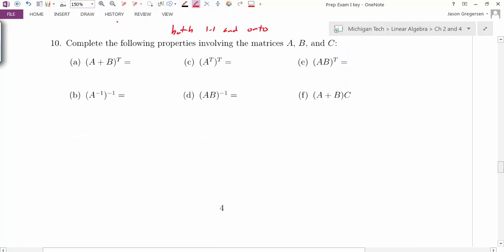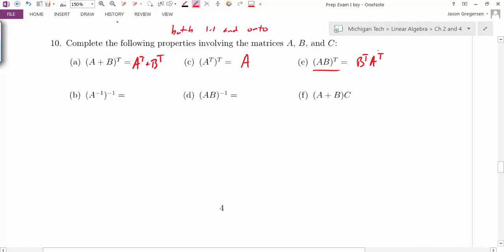Question 10 says complete the following properties involving these matrices. So we have some matrix properties. These are going to be stated in the class, so we can justify them in a more formal proof. Right now we're just going to go through and state these. If I had the transpose of the sum of two matrices, I get the sum of the transposes. If I take the transpose of a transpose, I'm just back to the matrix I started with. If I take the transpose of a product, I have the product of the transposes, but in reverse order. So I can switch the order there.